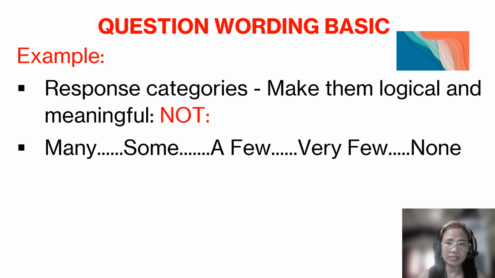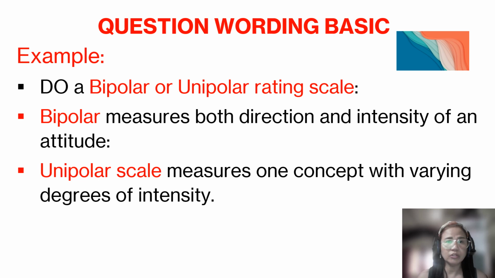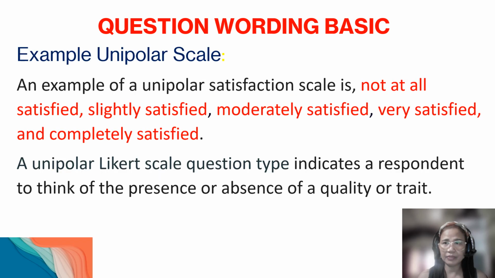Make response categories logical and meaningful, right? Do not make use of the following: many, some, a few, very few, none. So we're going to better it. Use a bipolar or unipolar rating scale. Bipolar measures both direction and intensity of an attitude, while a unipolar scale measures one concept with varying degrees of intensity. I'll give you the example.